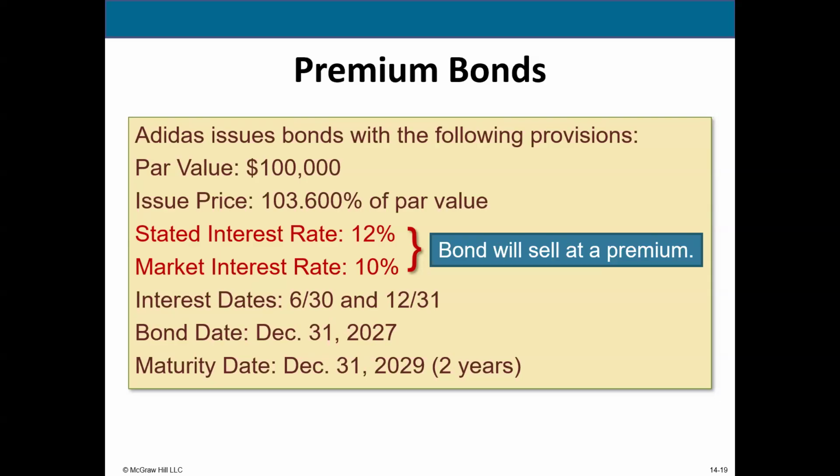So $100,000 par cash will be paid to the investor at the end of the bond's useful life of 2 years. And the interest payments will be paid semi-annually of $6,000, which is the face value 100,000 times 12% interest times half a year, or 6 over 12, or 0.5.